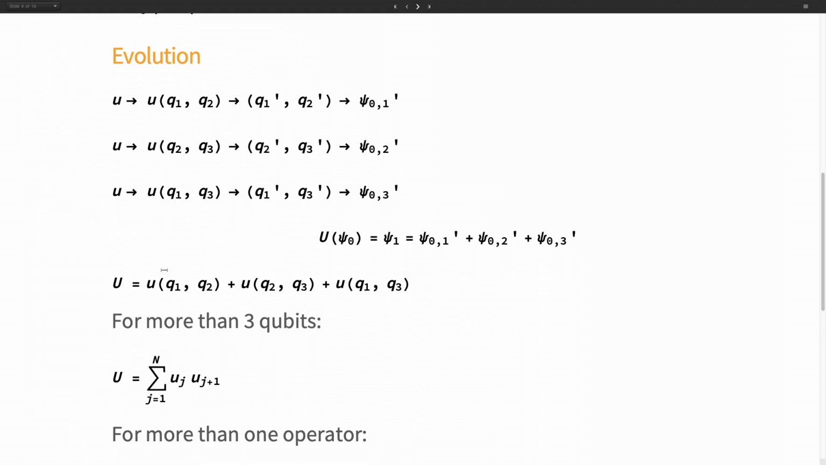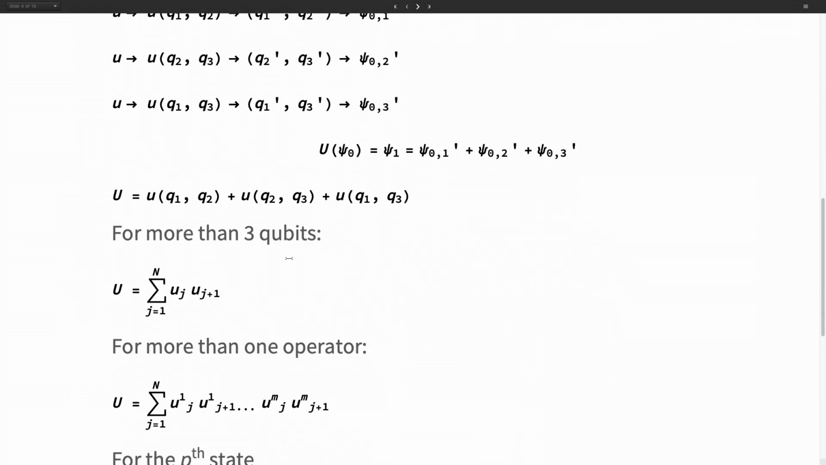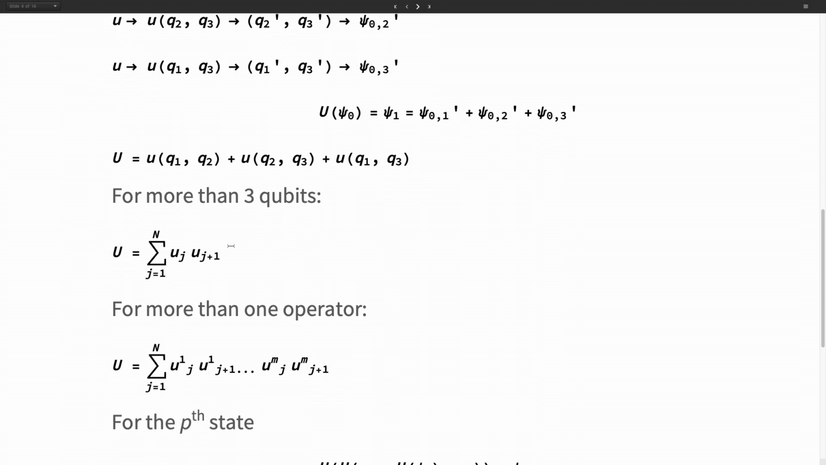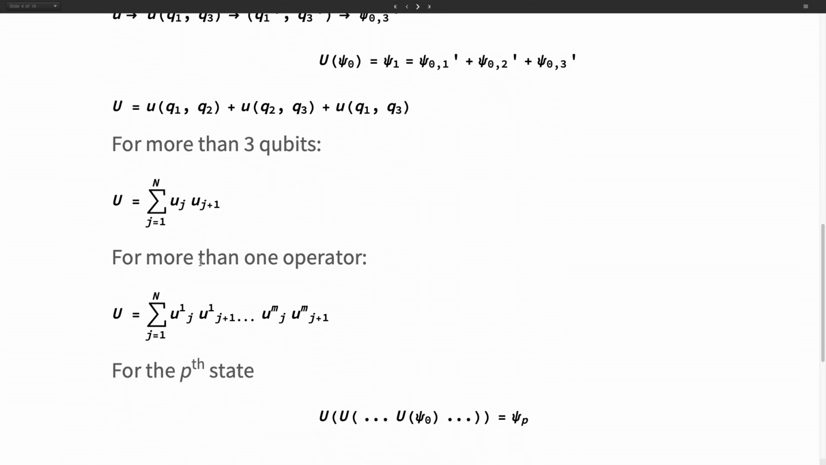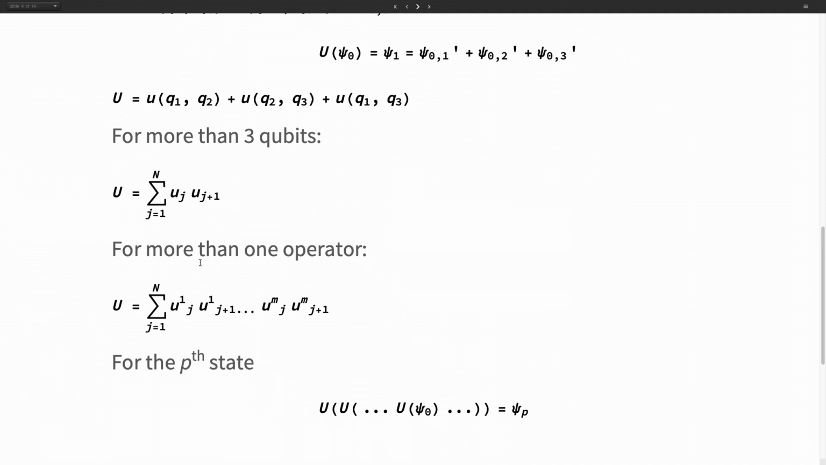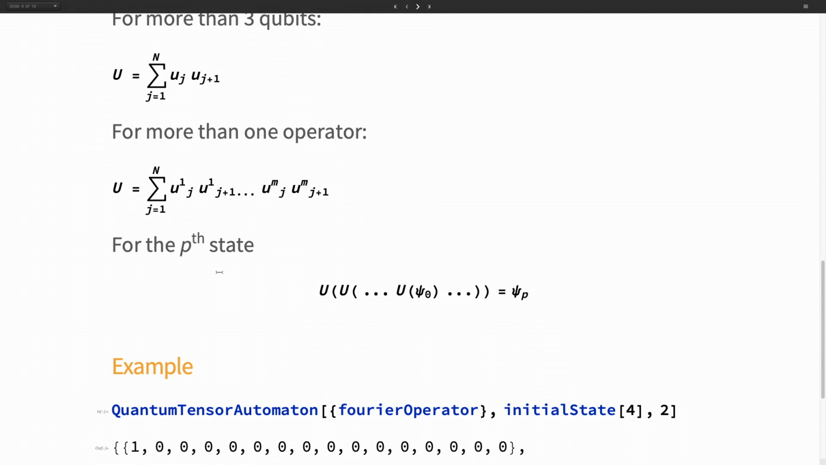Okay, so I can write this big U as the sum of all these little u's, and if I have more than 3 qubits, I can show it like this. And if I have more than one operator, let's say I want m different operators, so I want to apply u and then another u that are all different, then I can write big U like this. So for an arbitrary step p, I just need to apply big U p times onto psi naught to get my psi p.